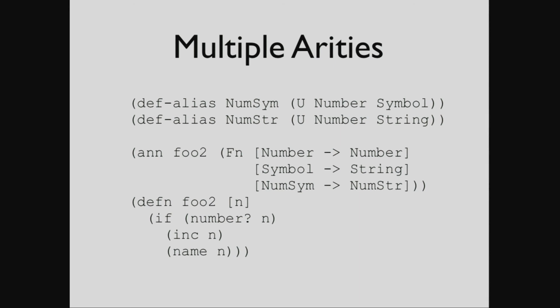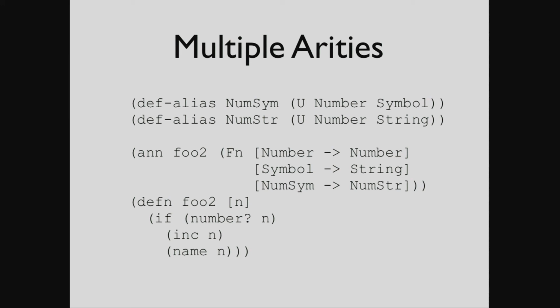So Typed Clojure will try each case of your function type and figure out if it's well typed. So for example, if you're trying to apply foo to a symbol, it'll try the first arity, number to number. Okay, a symbol isn't a number. Okay, let's try the next one. Yep, a symbol is a symbol. Okay, that's great. And then we return a string. So if we fall off the end, that's a type error.